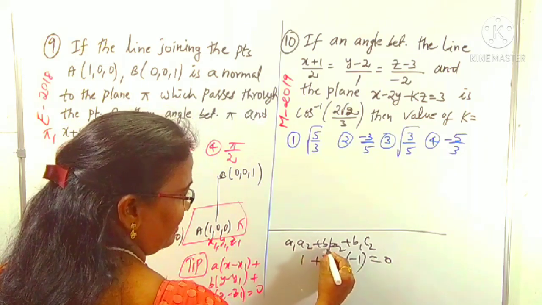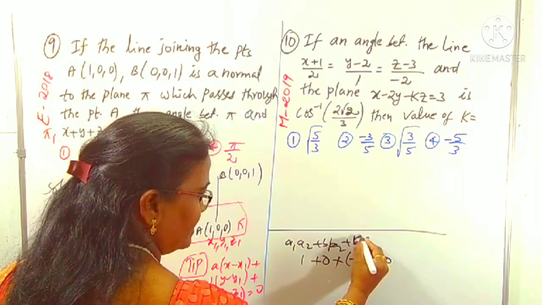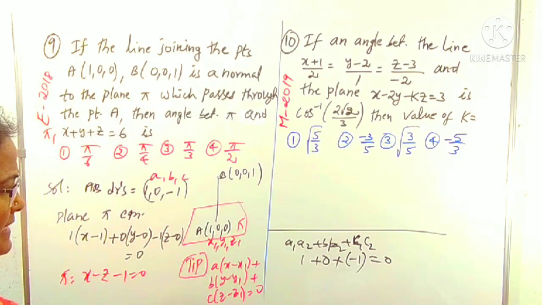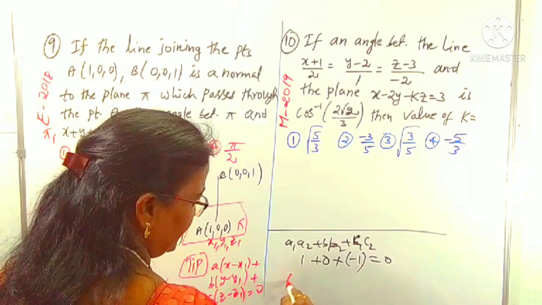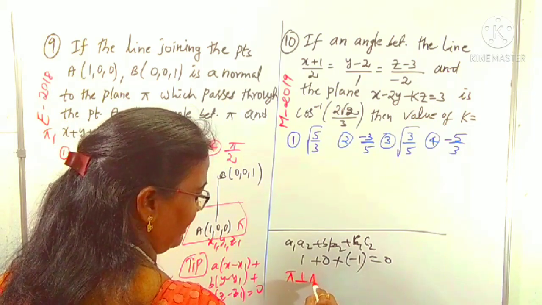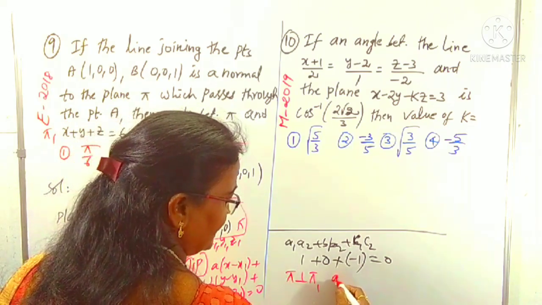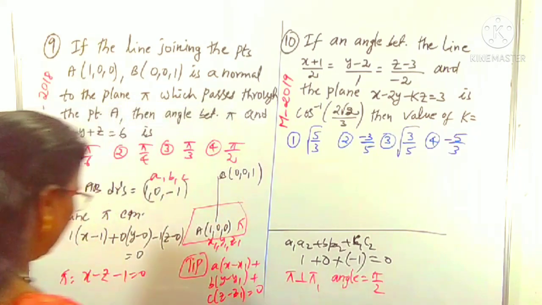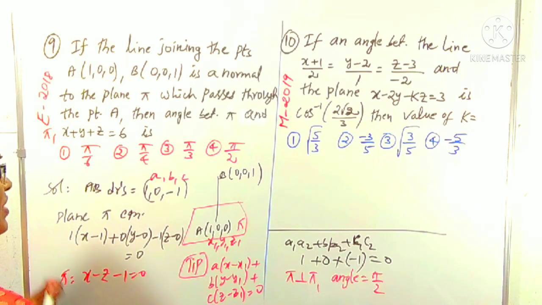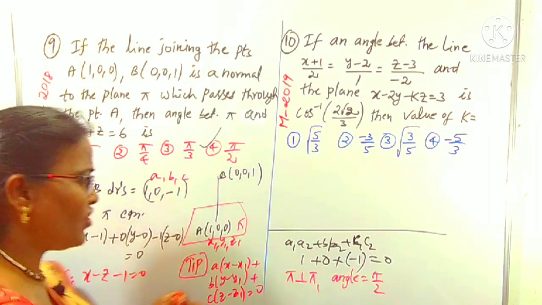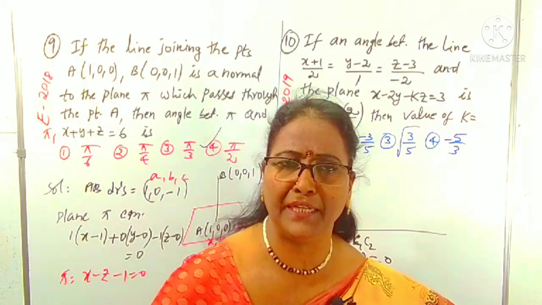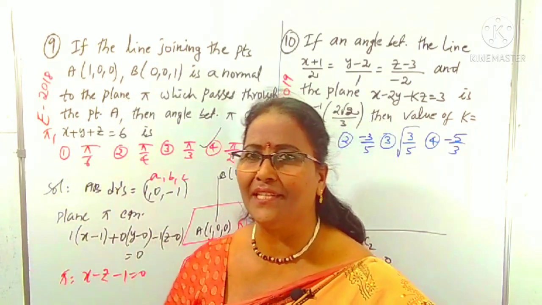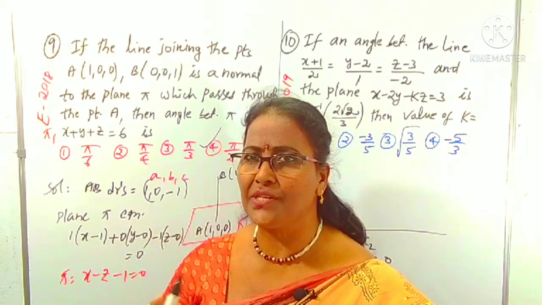If A1 A2 plus B1 B2 plus C1 C2 is 0, then the planes are perpendicular planes. Means what here? Pi is perpendicular to pi 1. Means the angle is 90, the angle is pi by 2. That's it. That is which option? It is clearly the first option. Suppose it is not 0, maybe not perpendicular, we can use the cos theta formula, because it is between the two planes. Between the two planes and two lines, we can use cos angle.